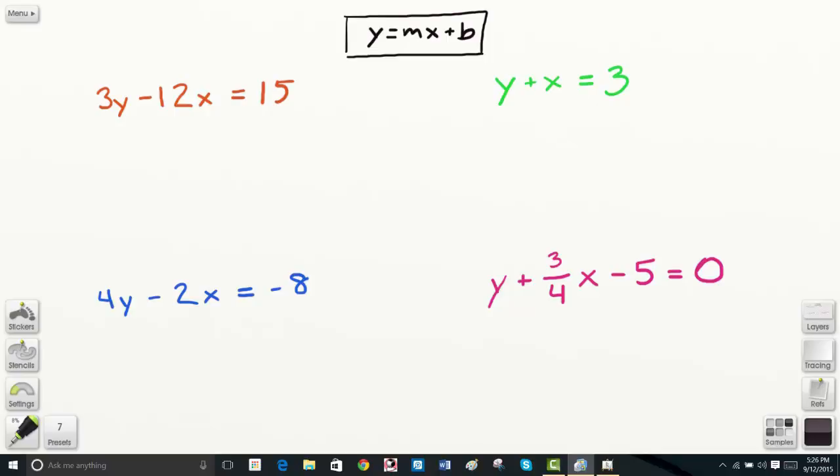So if you take a minute to look at those 4 and then compare them to what's in the little black rectangle at the top, y equals mx plus b, I think you'll notice that we have a bit of a problem here. We need the y equals mx plus b form to be able to graph, and none of these 4 examples are in that form. So what do we do?